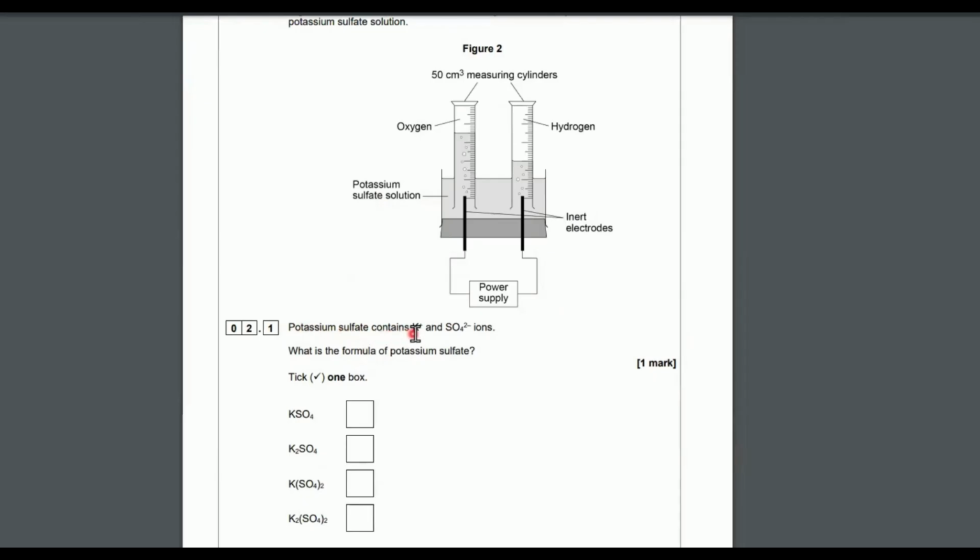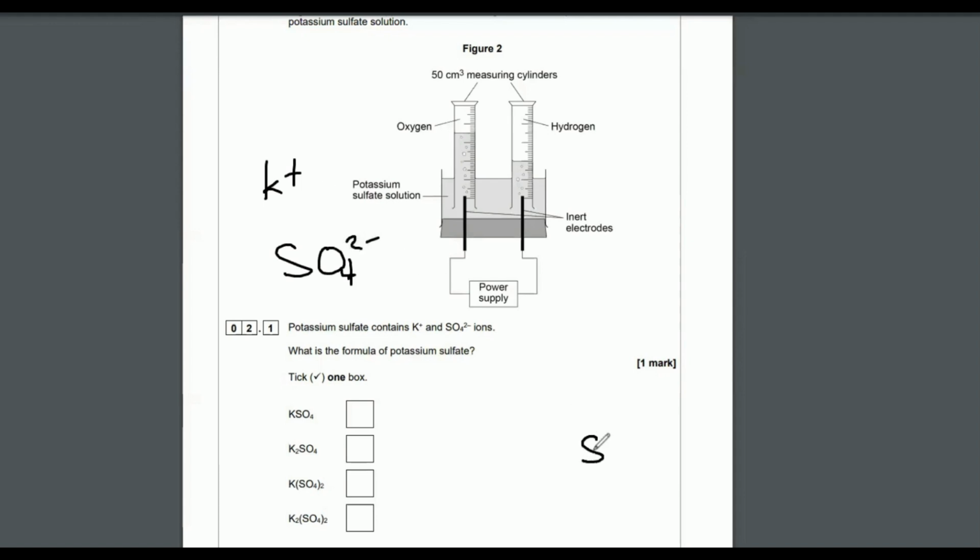Potassium sulfate contains K+ ions and SO4 2- ions. In case you can't see that, that is the K+ ion, and the SO4 is 2-, like that. What is the formula of potassium sulfate? In what combination would these ions get together? What you have to do is look at the electrical charges and multiply either of them so that they cancel out.